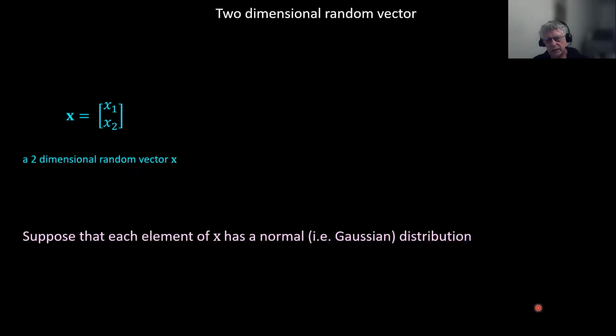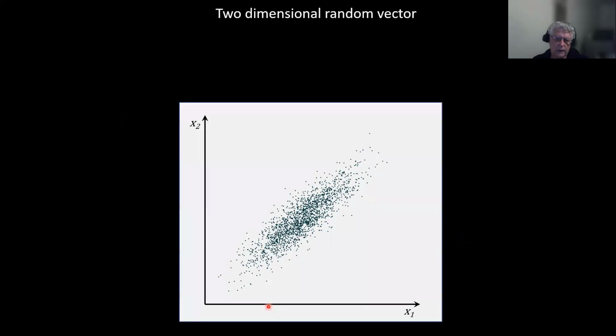So to understand that, let's focus on a 2-dimensional random vector in which x1 and x2 are random variables. And just to make life a little bit easier, let's assume that these have a Gaussian, that is a normal distribution. Suppose that I generate lots of different samples of x1 and x2 and then plot them up one against the other. And I end up with this cloud here.